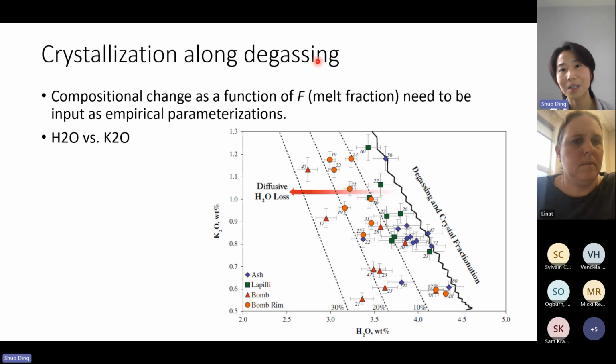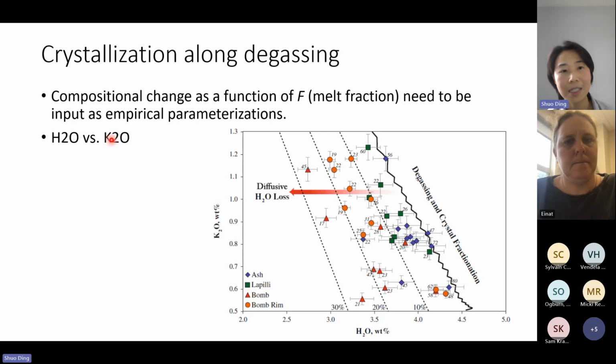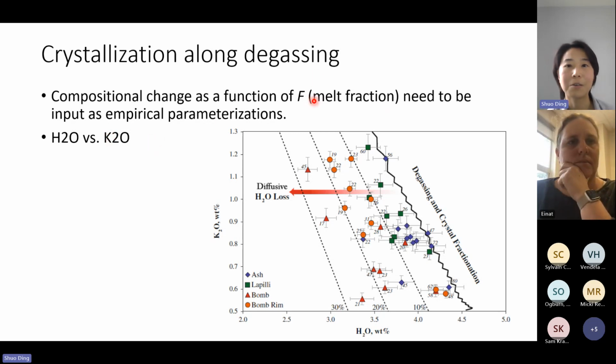Because SulfurX does calculate the F, the melt fraction, it will change the major element composition using the information you give it. One key thing, to link the degassing with the crystallization, which is also an input of SulfurX, is the water and potassium oxide relationship. Why potassium? Potassium is assumed to be a perfectly incompatible element here. So we can basically assume potassium concentration is 1 over the melt fraction, which means it's perfectly incompatible. In that way, you could put another constraint on the water concentration and the melt fraction.